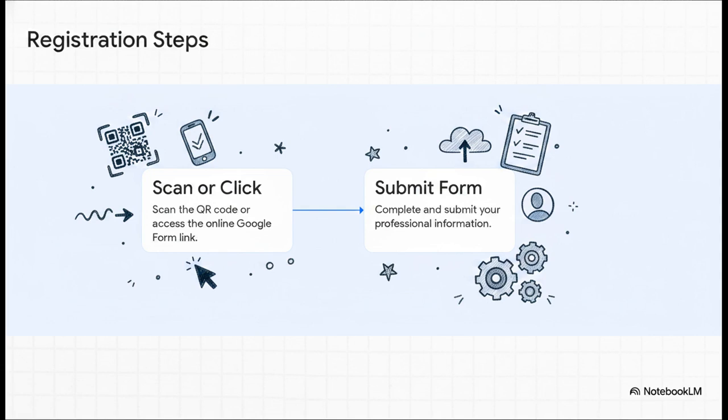The registration process is designed to be highly accessible, requiring just 2 straightforward steps. Step 1, you can either scan the QR code provided right on the official poster or click the direct Google Forms link distributed in their digital call for submissions. Step 2, just complete the online form and submit your professional info. It really is a standard, streamlined digital data collection process.